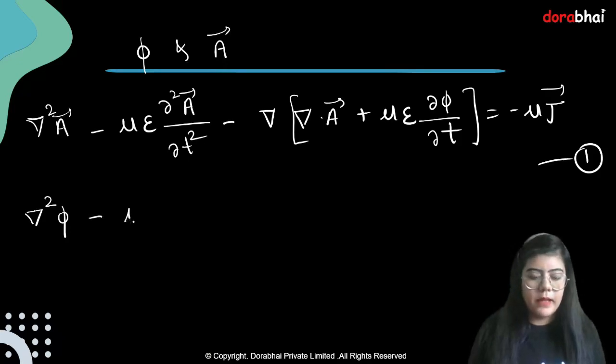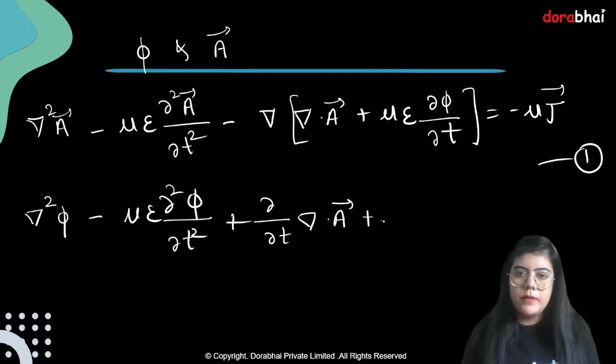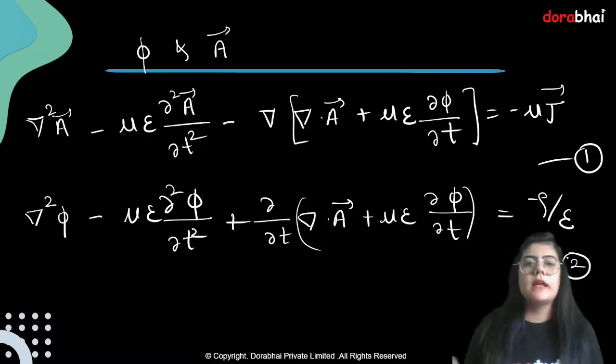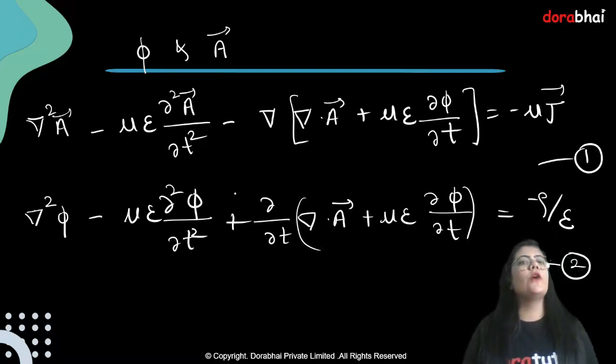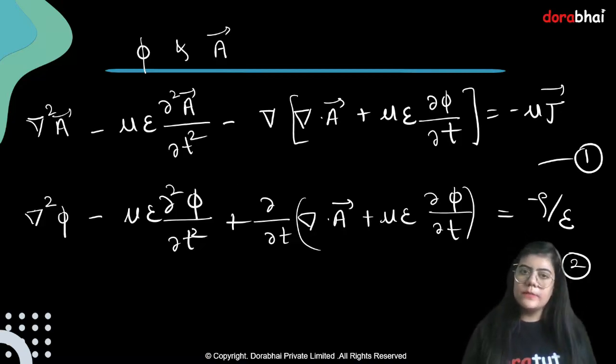∇²φ − με₀ ∂²φ/∂t² + ∂/∂t(∇·A bar + με ∂φ/∂t) = −ρ/ε. This is the second equation which we have studied. Now we have these two Maxwell's field equations.